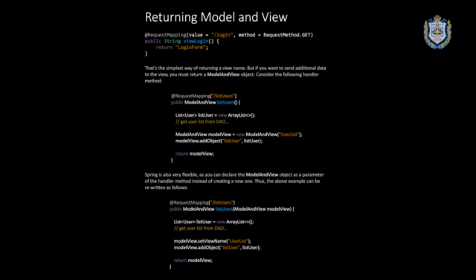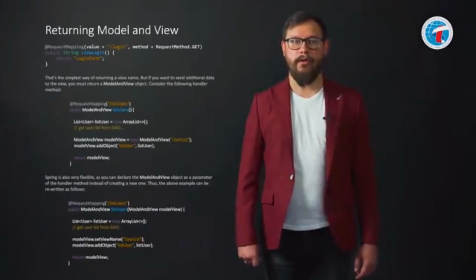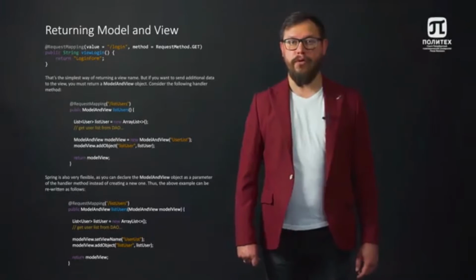But if you want to send additional data to the view, you must return a model and view object. As you can see, this handler method returns a model and view object that holds the view name user list and a collection of user objects, which can be used in the view. Spring is also very flexible, as you can declare the model and view object as a parameter of the handler method instead of creating a new one.